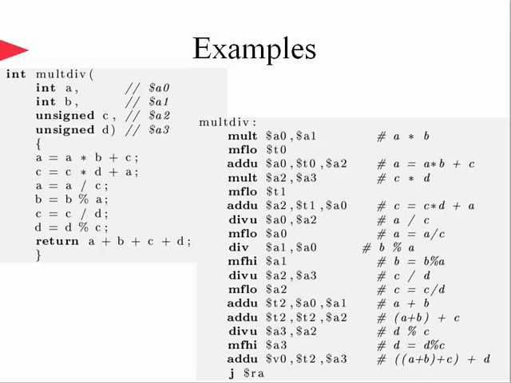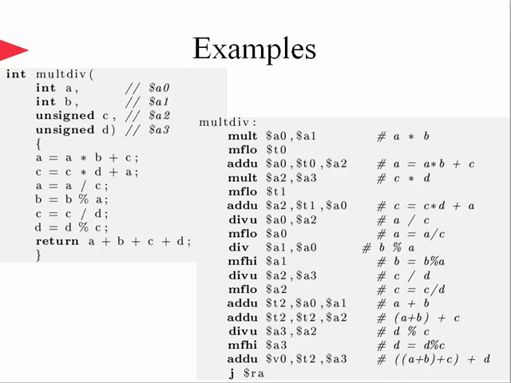Here is an example. I've got 4 inputs, and we were considering a function, and those inputs are stored in registers. Let us assume that they are stored in registers A0, A1, A2, and A3. Please also pay attention to them being unsigned and signed numbers.